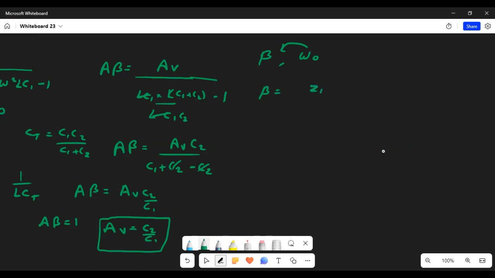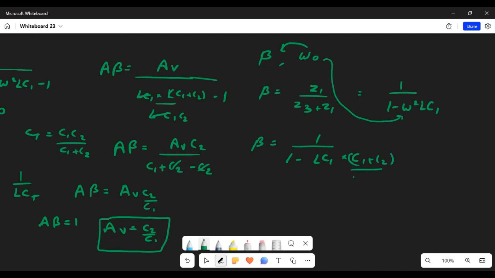Beta equals Z1 upon Z3 plus Z1, which we solve; on putting the value of Z1 and Z3, it will be 1 upon 1 minus omega square L C1. If we put the value of omega naught into the equation, we get beta equal to 1 upon 1 minus L C1 multiplied with C1 plus C2 upon L C1 C2. L C1 will cancel out, leaving C2 upon C2 minus C1 minus C2. C2 will cancel out. So beta equals minus C2 by C1.